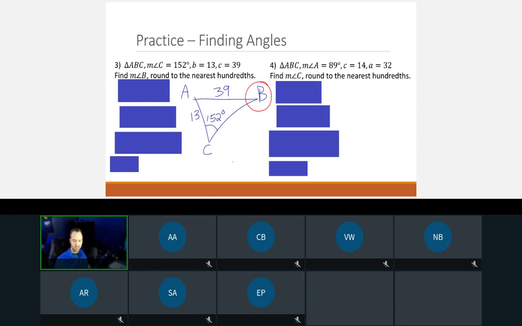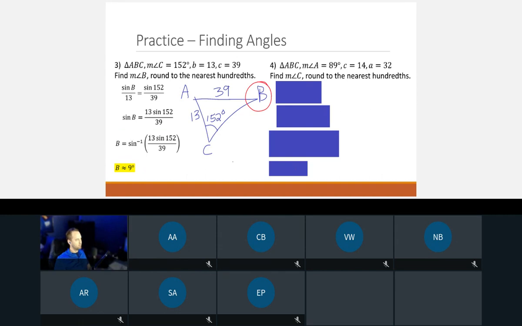All right, what did everyone get for this answer? 9.00 or 9? Let's see if I got that answer. Yep, I got 9 degrees also. Then there's the work for it right here.